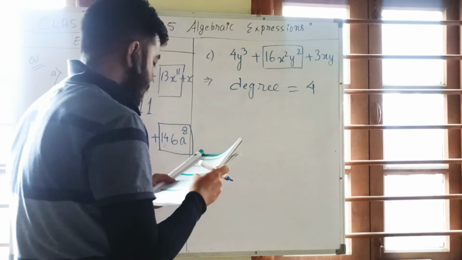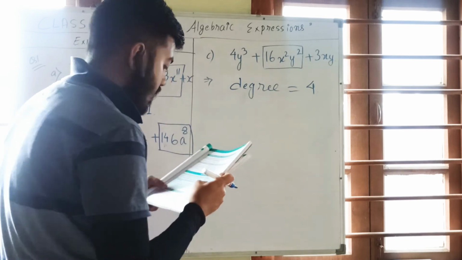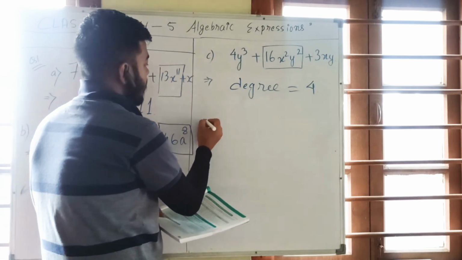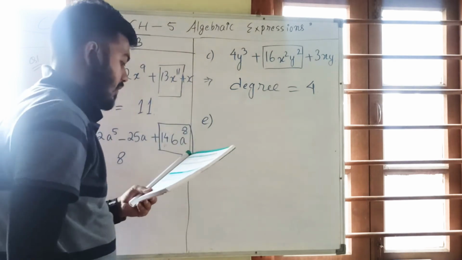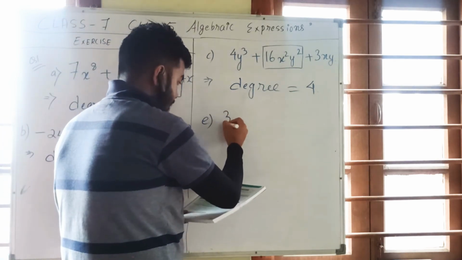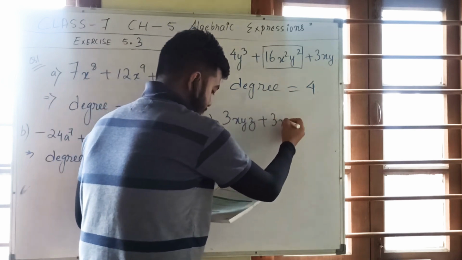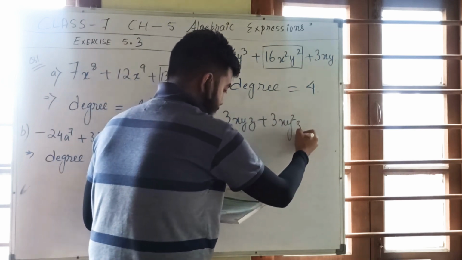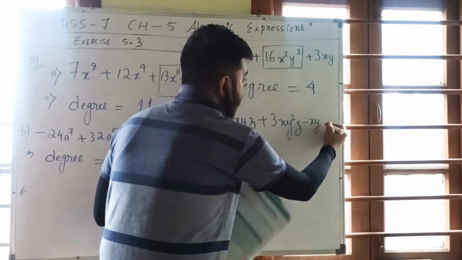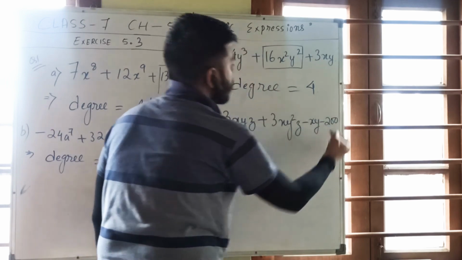Number D, you try yourself. I will show you number E. So number E is 3xyz plus 3xy square z minus xy minus 200.